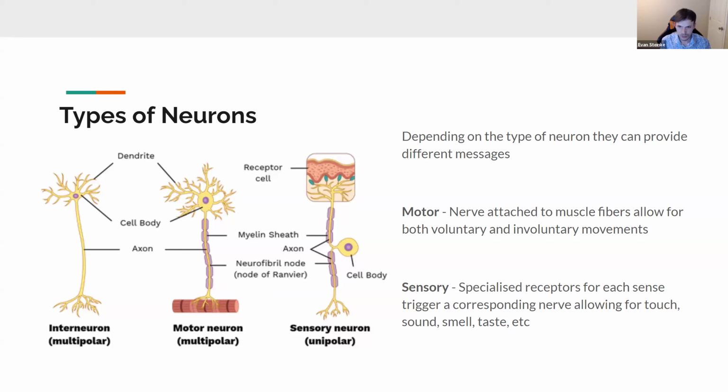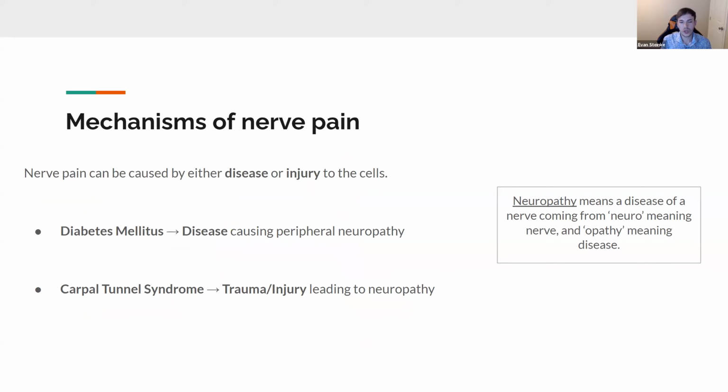Okay, so motor neurons attached to muscle fibers, and sensory could be anything from touch, sound, smell, taste, anything like those. So where does this go wrong? Where does this lead to nerve pain? Well, nerve pain can be caused by either a disease or an injury to those cells. So in the case of something like diabetes, it's a disease, right?